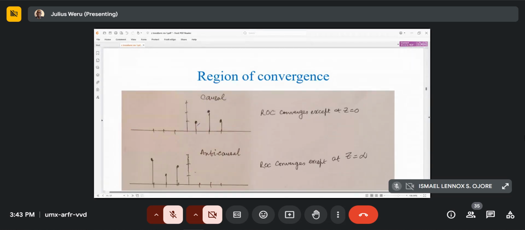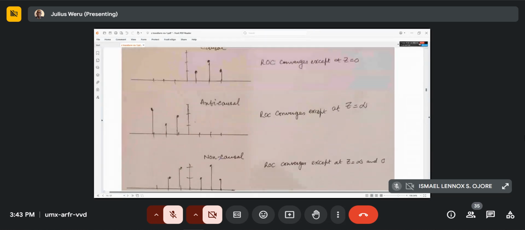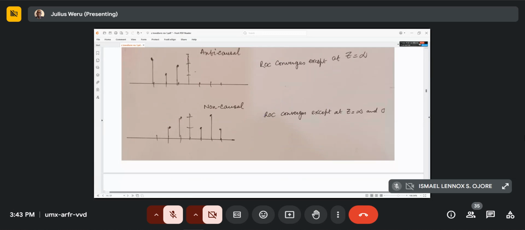A causal finite sequence converges except at z equal to 0. Anticausal converges except at z equal to infinity. Non-causal converges except at z equal to infinity and 0.